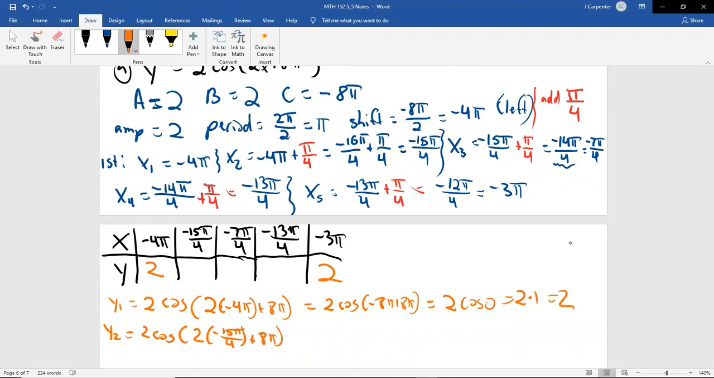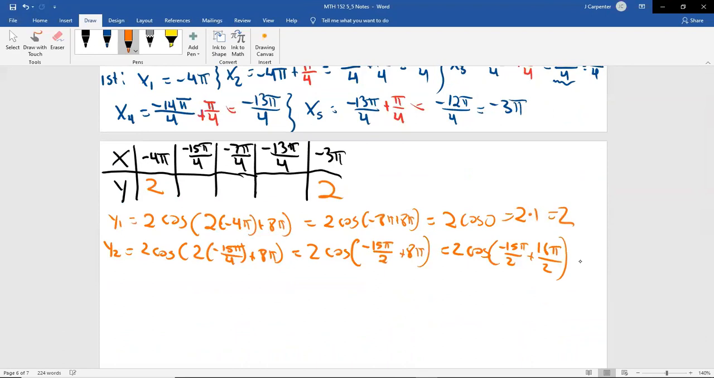Open, open, close, close, good. Which is 2 times the cosine of the 2 and the 4 will reduce to a 1 and a 2. So that's negative 15 pi over 2 plus 8 pi, which you'll have to get an LCD on, which will be negative 15 pi over 2 plus 16 pi over 2, which is 2 times the cosine of negative 15 plus 16 is 1, so it's just pi over 2, which is what you always expect that input to turn into after the processing.